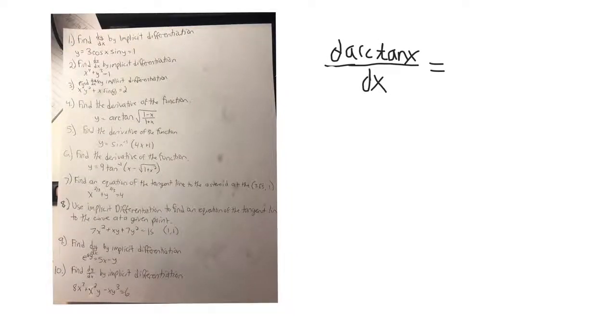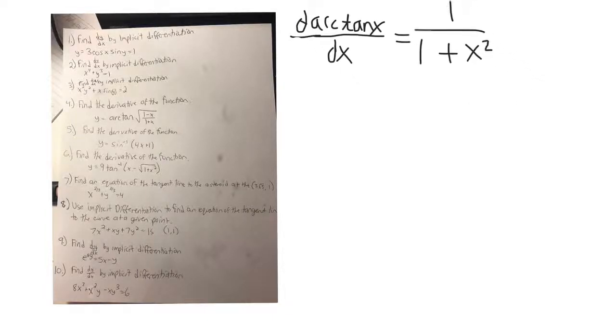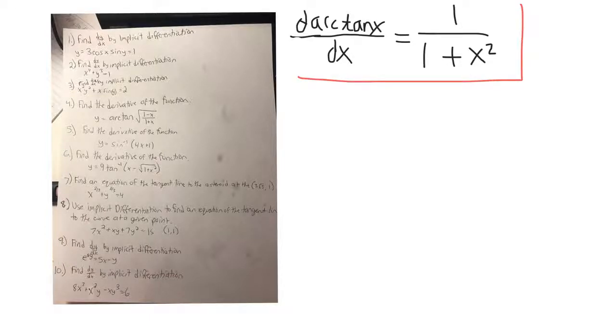It so happens that if it's just arctan x, then the derivative is going to be 1 over 1 plus x squared. That is key to our understanding. So let's move this up here. In fact, it's so key that we're going to leave this here as a reference. Now, we are going to embark on our journey of finding the derivative of arctan radical blah, blah, blah.